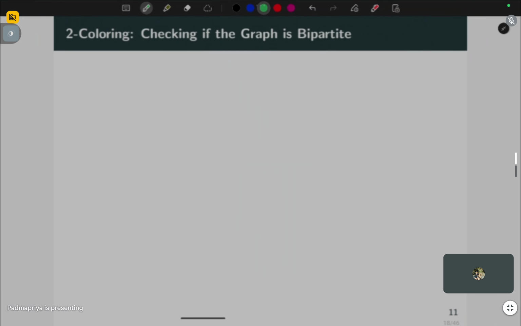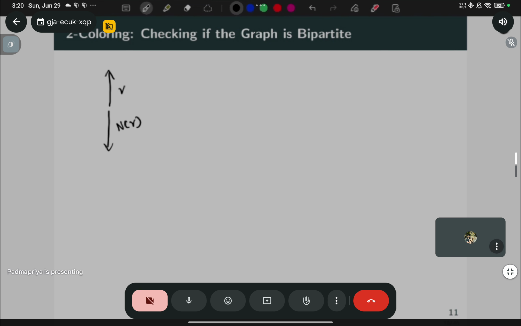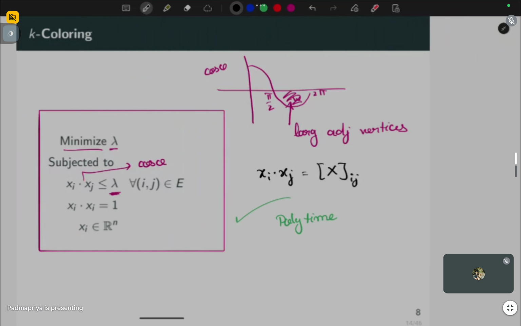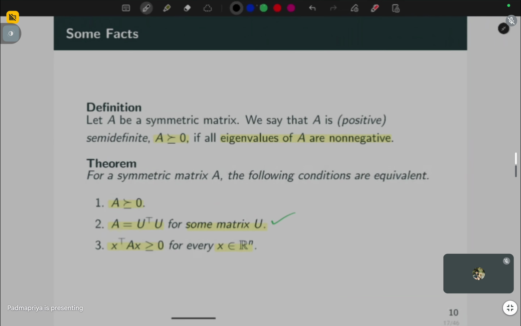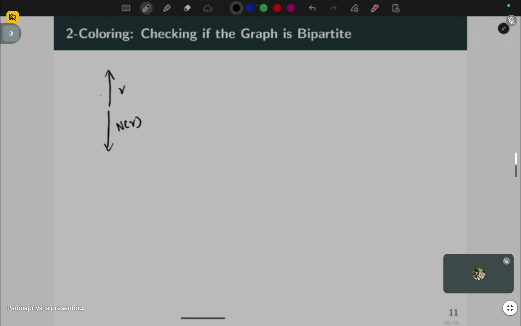So given this, now for two coloring, suppose we have two vectors, V and its neighbors. Intuitively again, we get the largest separation. So we were talking about this programming here, and we agreed on the fact that lambda captures the cos theta value, and largest separation is what is achieved here by minimizing lambda. So largest separation between two vectors is going to be 180 degrees.